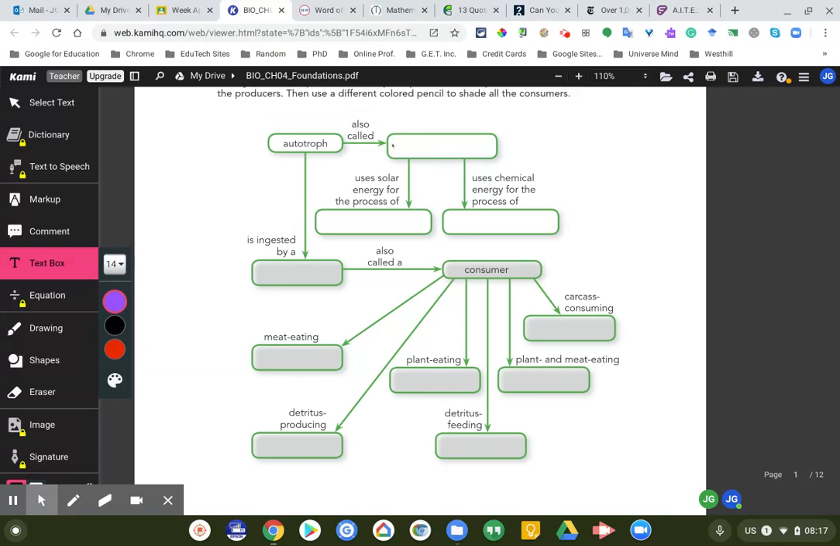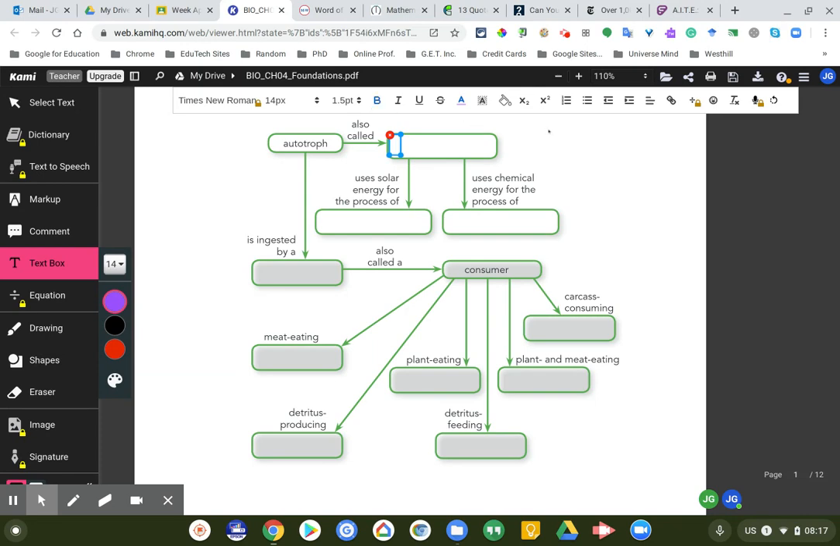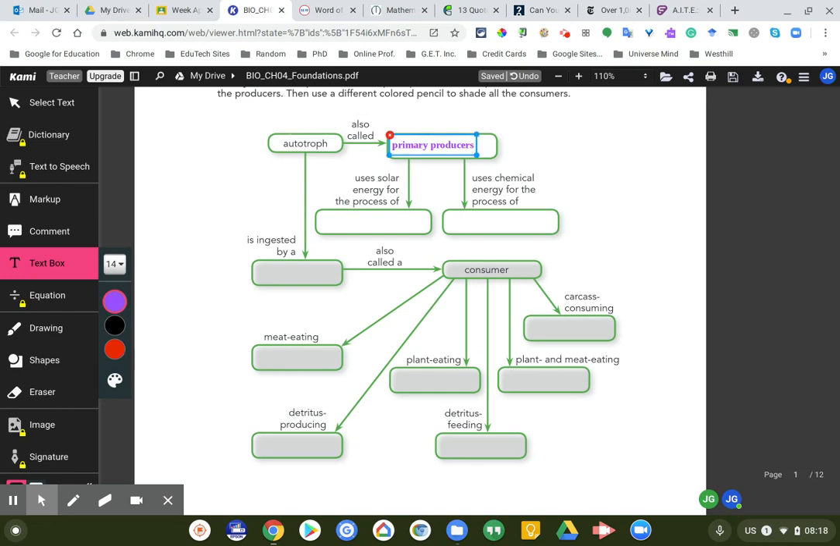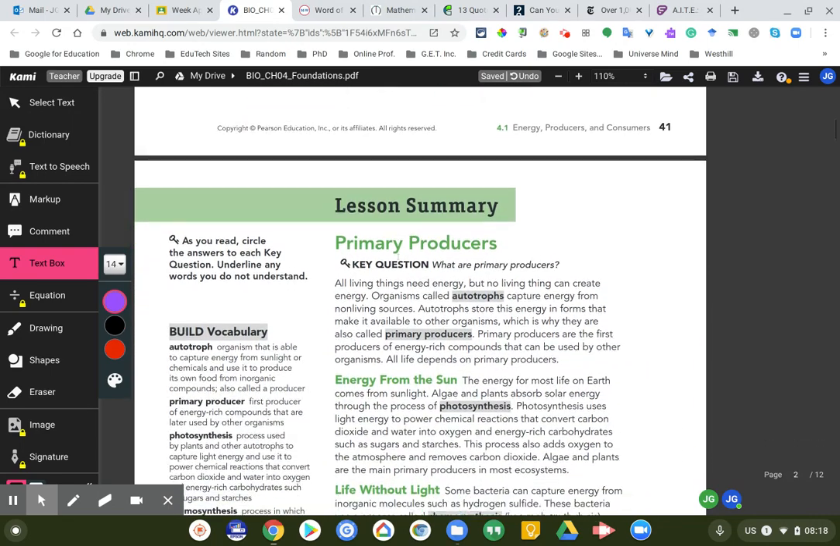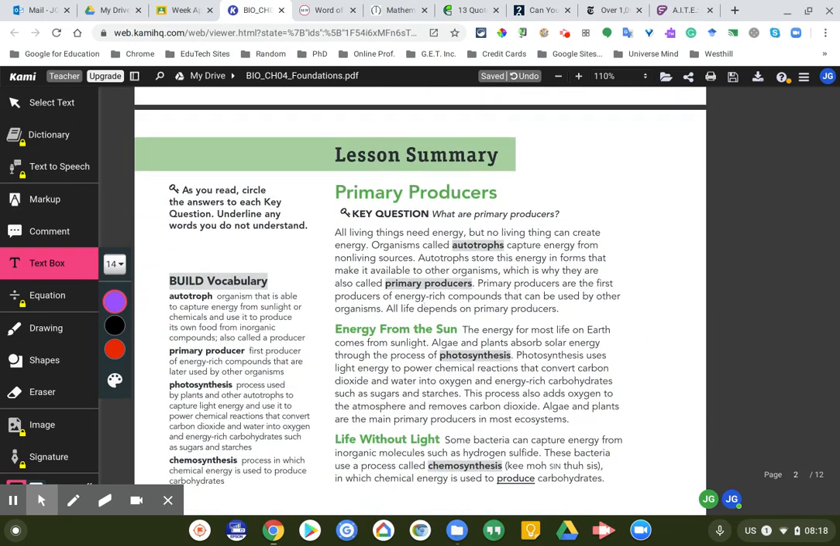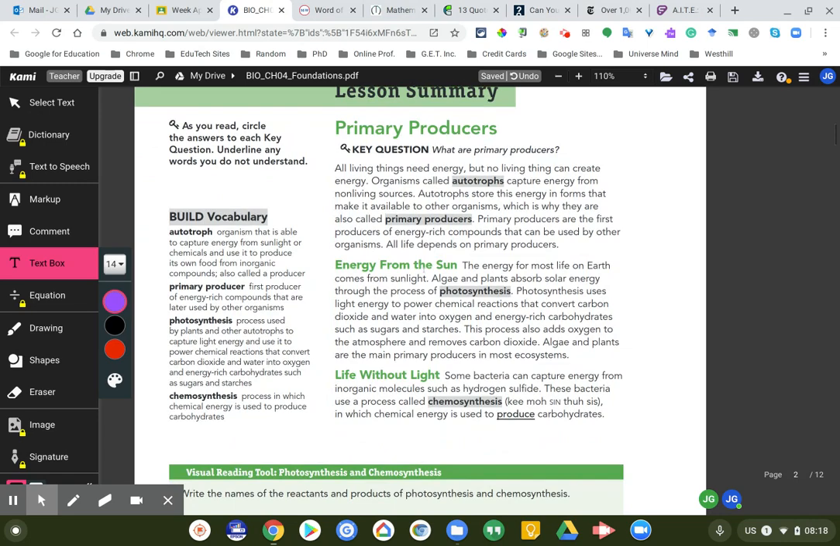I do, in fact, want it bold. Okay. So these are primary producers. Okay. Boom. So autotrophs are also called primary producers. I'm going to leave that there. And then I'm going to continue reading. All right, see primary producers, blah, blah, blah. All life depends on primary producers.